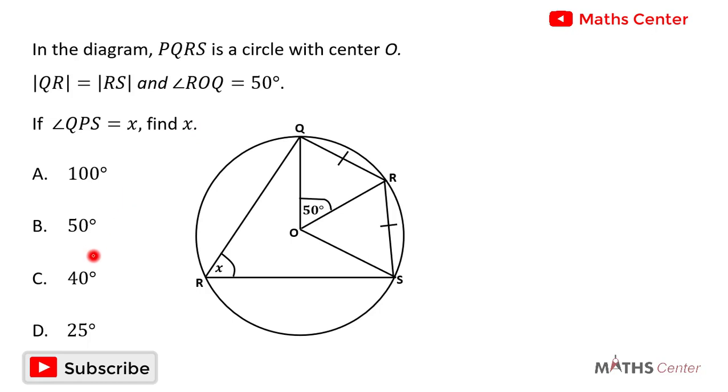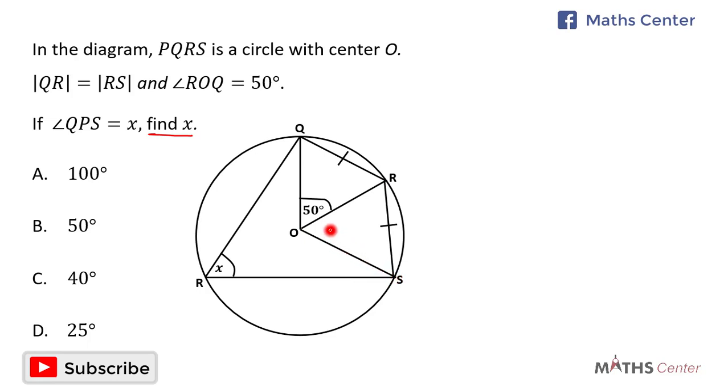This is a multiple choice question, and so we will solve the question, and after that we will pick the correct option. We are going to use the information found on this diagram to find X. From the center of a circle to a point on the circumference will give us the radius. So it means that OQ is a radius, OR is a radius, and OS is also a radius.